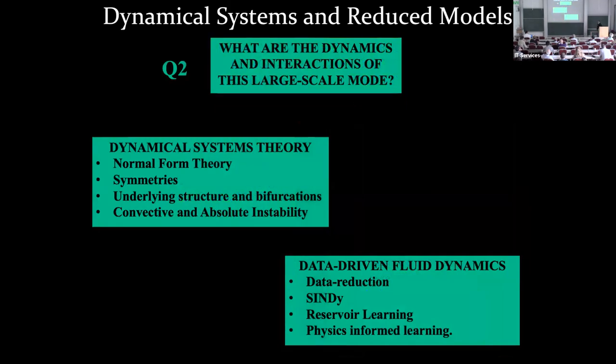So let's move on to the dynamics and interactions of the large scale mode, which is the second question I ask. We could use dynamical systems theory, and there are various different things we can use from dynamical systems theory to shed light on the problem. We could use normal form theory. I'll talk a little bit about that in a minute, but essentially normal form theory relies on you being close to a set of bifurcations that you know are going to happen, and then doing a so-called unfolding of the bifurcation such that the equations you derive are robust. Usually if you do that, you're relying on the symmetries of the underlying equations or magnetic field.